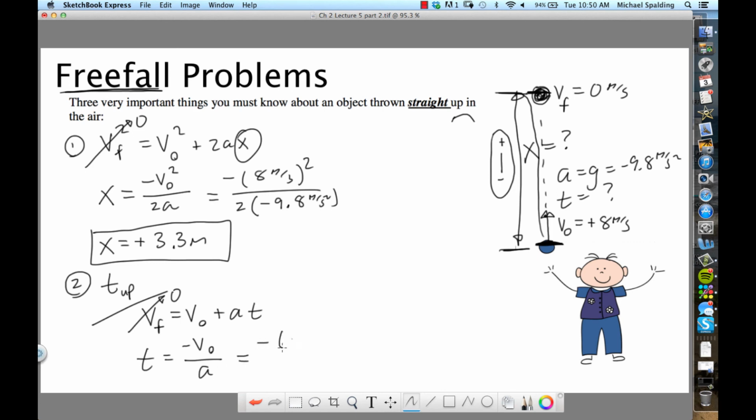So then we got negative 8 meters per second divided by negative 9.8. And notice what happens to those negatives. They cancel. If you ever get a negative time, that means you made a mistake. Time will never come out negative, only positive. So this comes out as 0.816 seconds. That's the time up. So then we double it to get the total time, which is 1.6. And then just round to the tenths place.